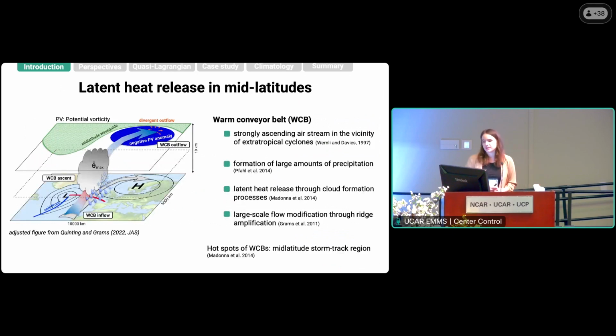So when we think about latent heat release in mid-latitudes, we often think about these warm conveyor belts. And although we have heard about them before, I just wanted to take a second to introduce them to you a bit closer. So when we think about warm conveyor belts, we think about strongly ascending airstreams in the vicinity of extratropical cyclones. And you can see on the left-hand side a schematic that shows how this could look. So you see on the surface this extratropical cyclone, we have the inflow region of these warm conveyor belts. We have the maximum diabatic heating in the mid-troposphere, and then in the upper troposphere, we often have this divergent outflow that can modify the large-scale flow through amplification. And often we find those warm conveyor belts in the mid-latitude storm track regions.